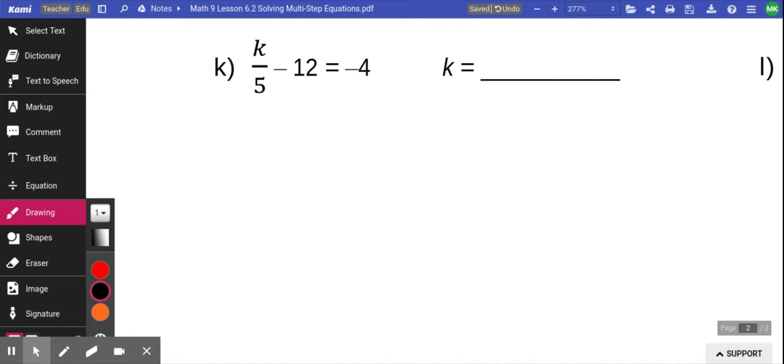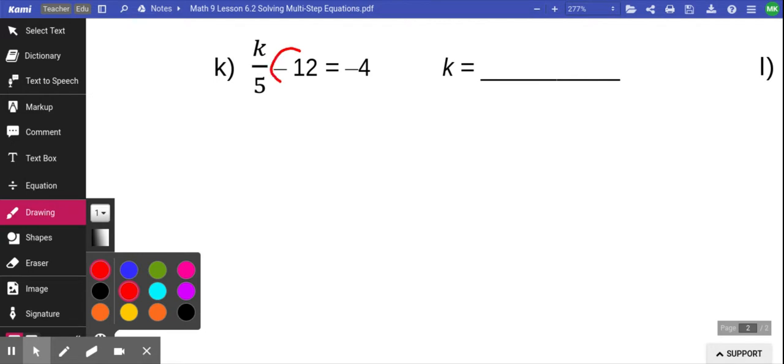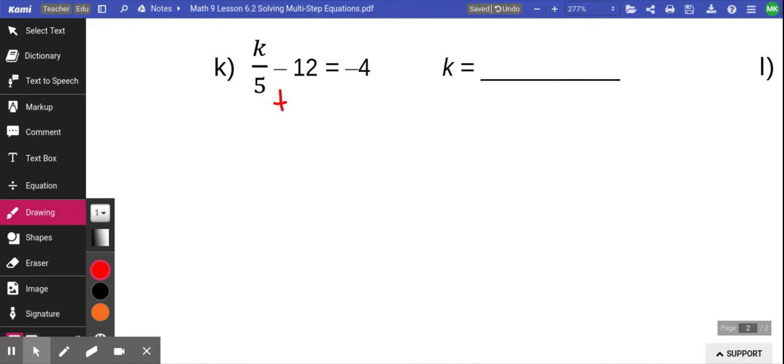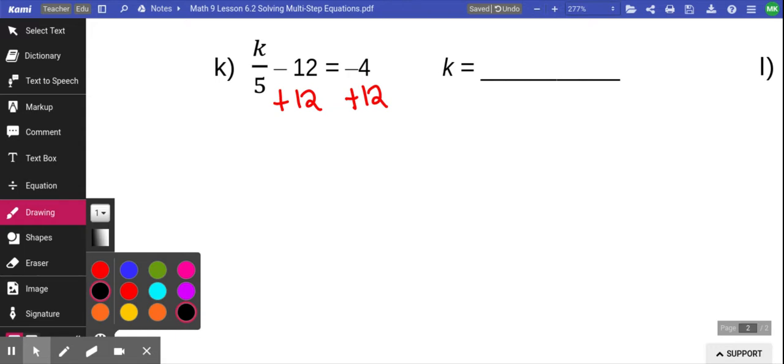So when I want to solve for k, the first thing I want to move away from the k is any subtractions or additions. What's being done first here is that subtract 12. So I need to get rid of that subtract 12. I'm going to do that by adding 12. When I add 12 to both sides, it's going to cancel on the left side, and I'm going to be left with k divided by 5 equals 8.